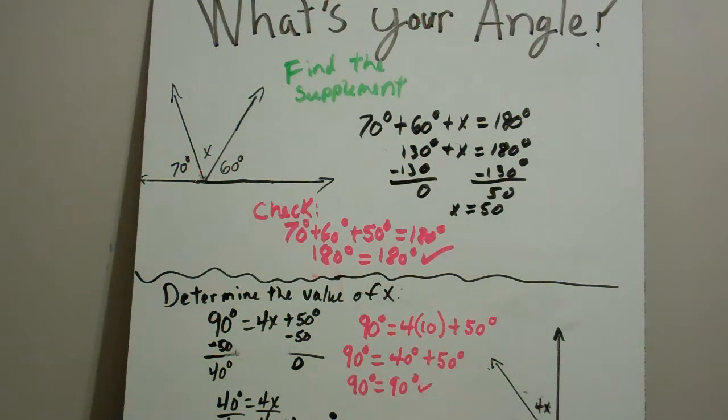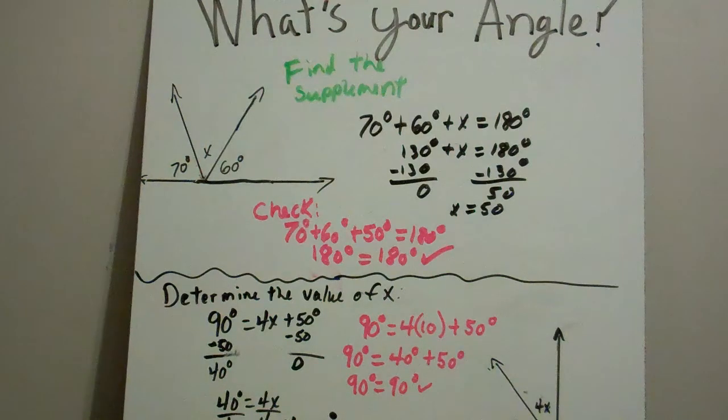So I take my known pieces of 70 degrees and 60 degrees and my unknown and set that equal to 180 degrees. I combine my like terms of 70 degrees and 60 degrees and get 130 degrees. So I have 130 degrees plus x is equal to 180 degrees. Subtract 130 from both sides, and I'm left with x on the left and 50 on the right.